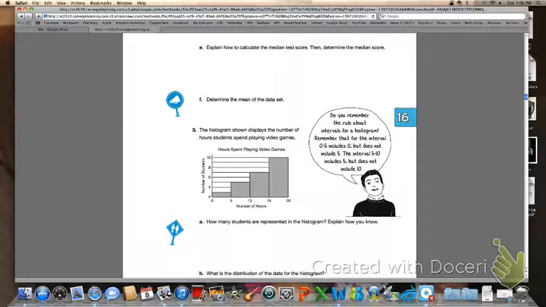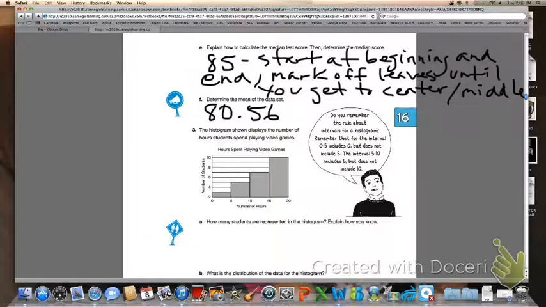Moving to the top of page 1087, go ahead and answer letter E and letter F with your group members, again based off of that stem and leaf plot from page 1086. If you take a look at the answer for letter E, how to calculate the median test score, and then finally determine what it is. What you just want to do is start at the beginning and the end of the stem and leaf plot and mark off the leaves while you are moving toward the middle or the center of that stem and leaf plot. If you do that, you will see that the median is indeed 85.